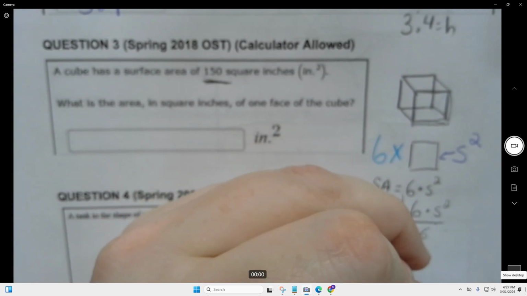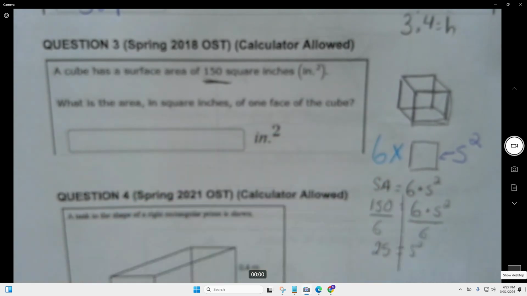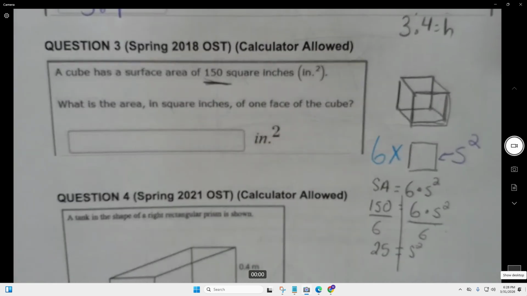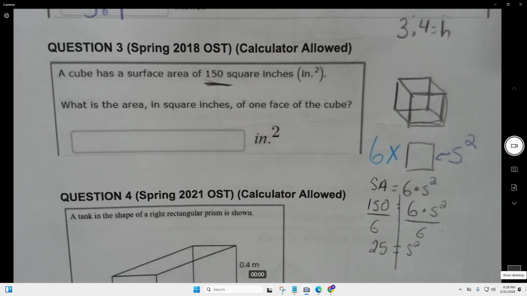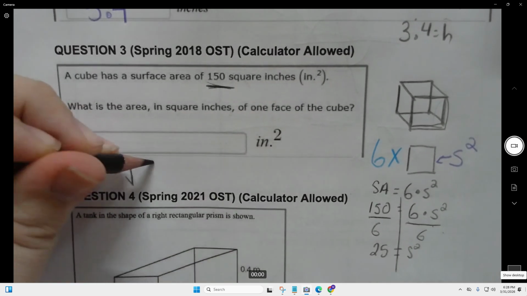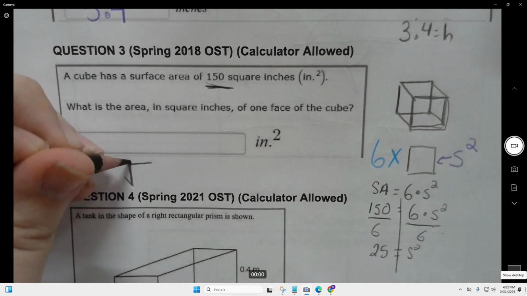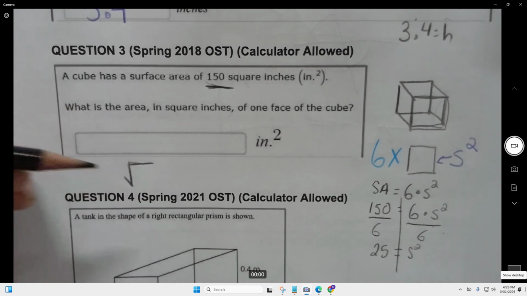25 equals S squared. Now, you have to get rid of an exponent. The way you get rid of squared is you take what's called the square root. A square root is an opposite of a square, or an exponent.